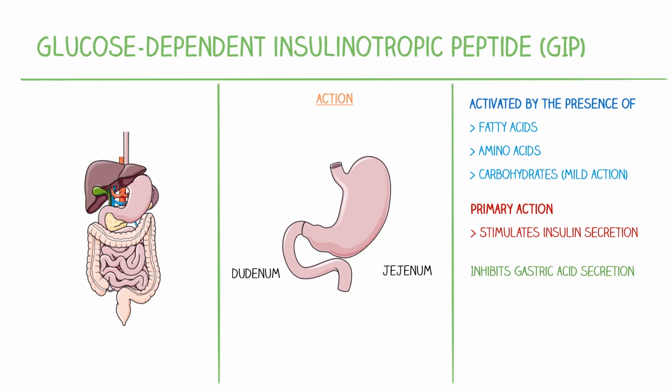This is another hormone that helps in slowing down the emptying of stomach contents when there is food material in the upper region of small intestine.